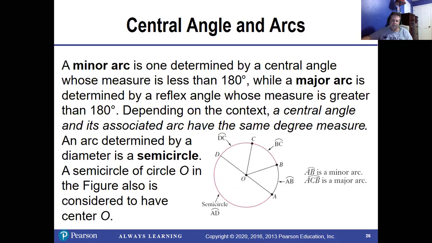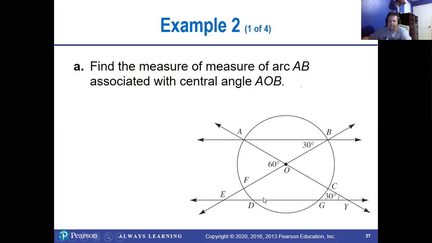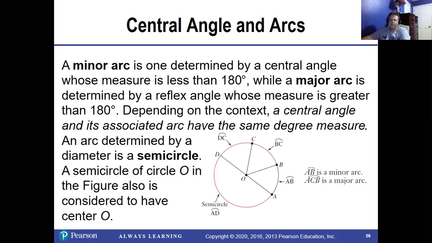All right, then we have what's known as minor arcs and major arcs. Okay, a minor arc is less than 180 degrees. DC is a minor arc. All right, so let's talk about this. So DC, minor arc. BC, minor arc, less than 180. AB, less than 180. Okay, a semicircle is an arc of exactly 180. So exactly 180 is a semicircle.